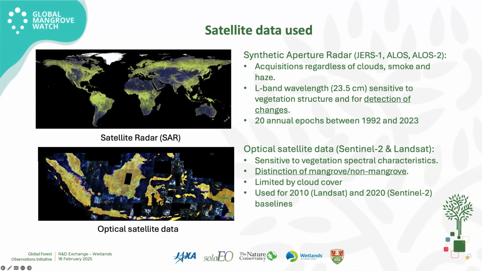The optical data we have used to develop what we call the baselines, and we have two baselines, 2010 and 2020, where we have been using Landsat and Sentinel-2 data. And then we have a suite of Japanese JERS-1, ALOS-1, and ALOS-2 satellites that we have been using to detect changes on an annual basis between 1992 and 2023. So that's basically what the data set is.